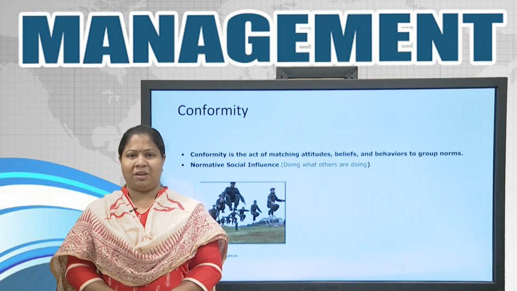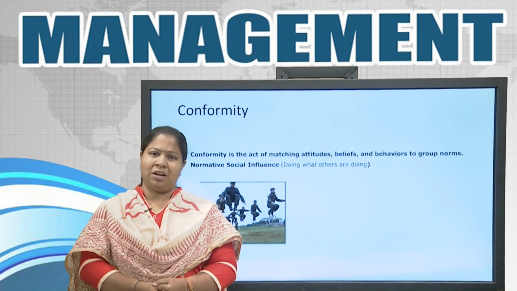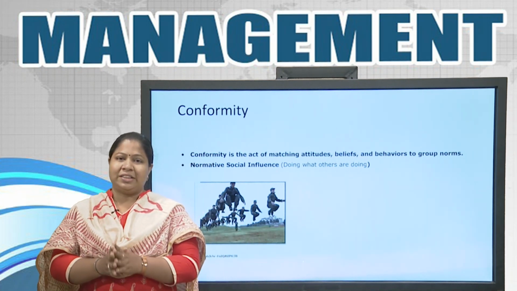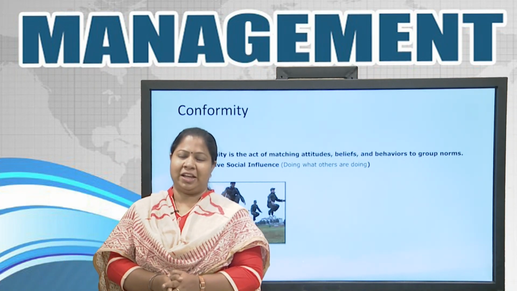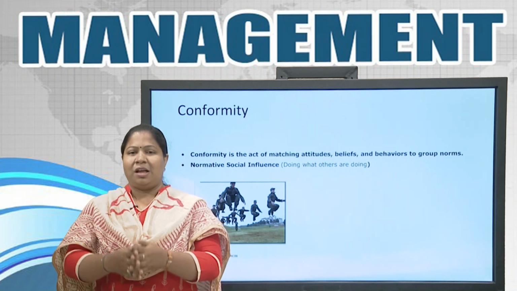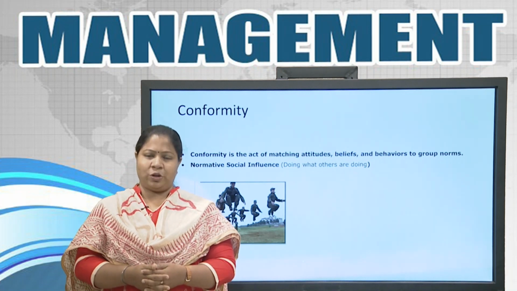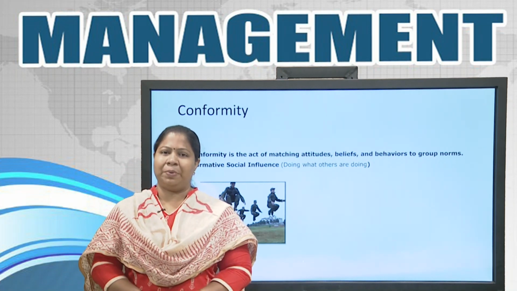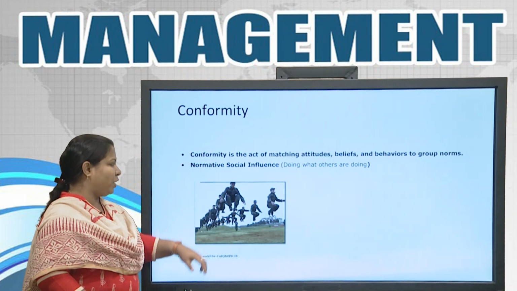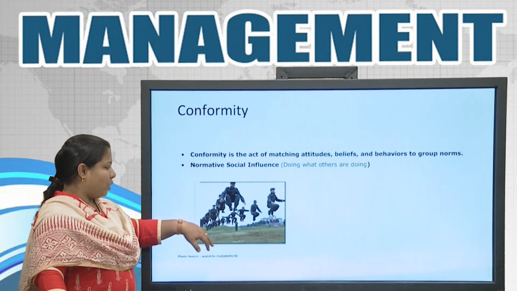What will happen? You as an individual like that professor, like that lecture, and you want that lecture to happen on that day, but because the group is going against it, the group wants to go for a strike, you will definitely behave as per them. So here in this photo you can see everyone is jumping.